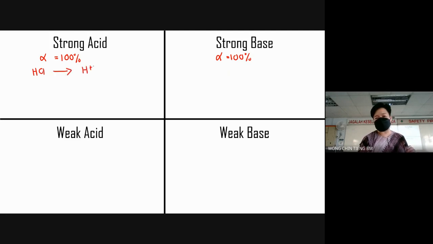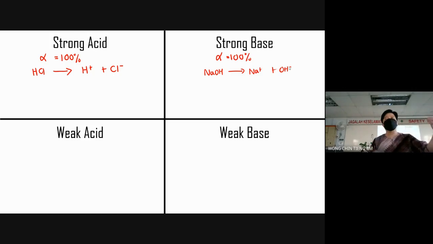Semua akan jadi H+, semua akan jadi Cl-. Betul? Kalau saya ada 100 biji, semua akan jadi. Same goes to the base yang kamu selalu jumpa, NaOH. Dia akan jadi Na plus, dia akan jadi OH minus. Sebab tu dia akan jadi strong. It become very strong because everything that you put into the water will become H plus or OH minus. That is what we mean by completely dissociate.